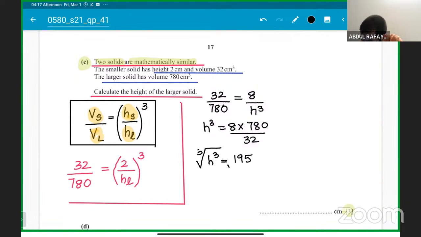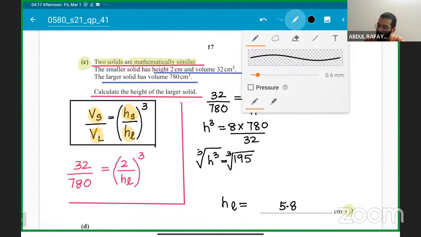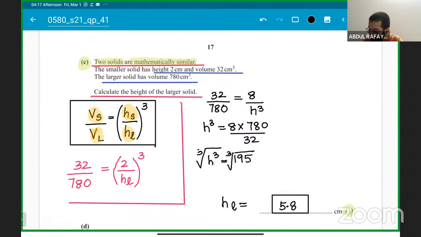And the cube root of 195 will be, h is equal to the height of the larger solid is equal to the cube root of 195, which is something like 5.798. So you can write it to one decimal place. 5.8 centimeters is the answer for the height of the larger solid.